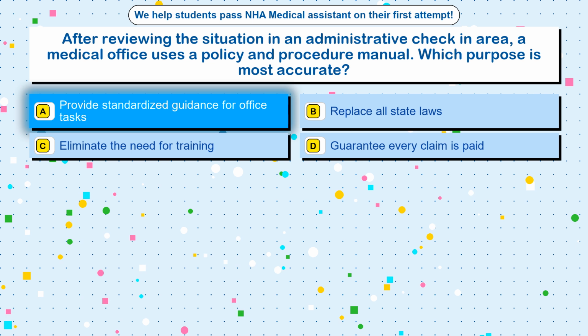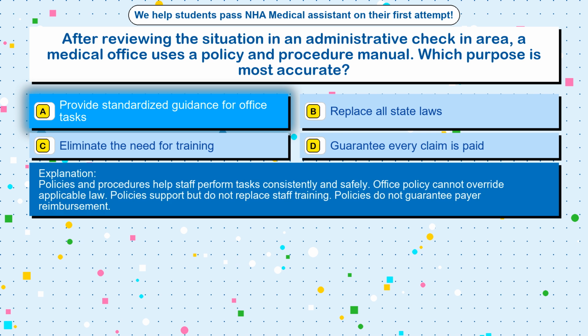The correct answer is option A. Provide standardized guidance for office tasks. Policies and procedures help staff perform tasks consistently and safely. Office policy cannot override applicable law. Policies support but do not replace staff training. Policies do not guarantee pay or reimbursement.